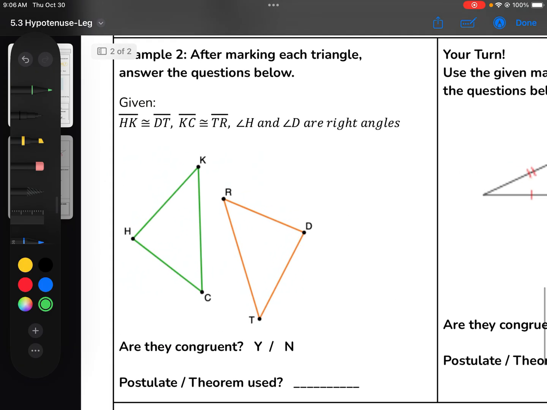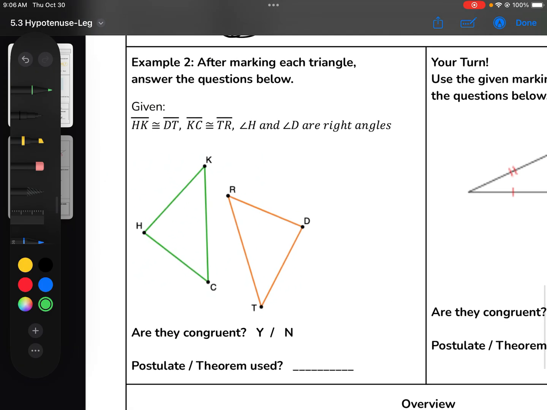Now down here at example 2, we have some given information. So make sure you read the given information and mark the triangles as such. We know that HK is congruent to DT. So here is HK. Here is DT, color code and mark those, okay? We also have KC congruent to TR. So once again, going to color code and mark those.